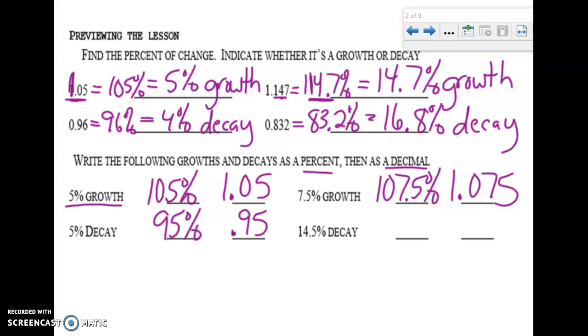But 100 minus 14 brings us to 86. I got to take that extra half off. So this is really 85.5%. Kick it 2 times for 0.855, 855 thousandths as a decimal.